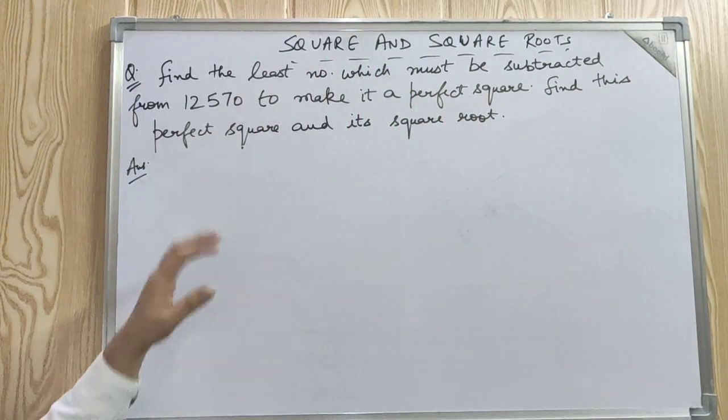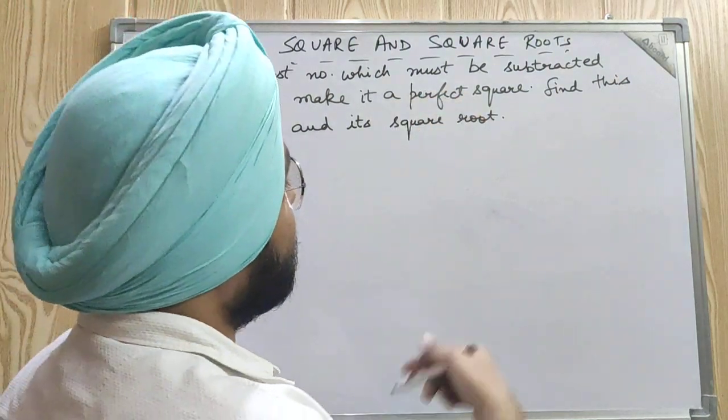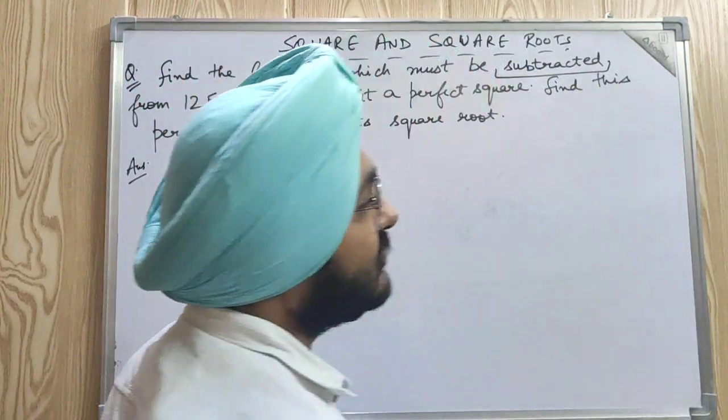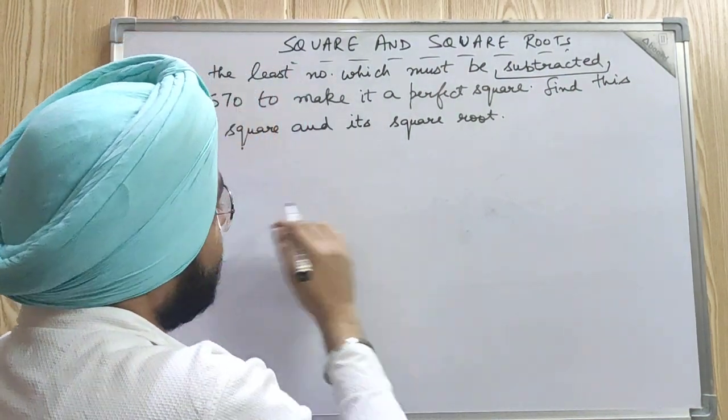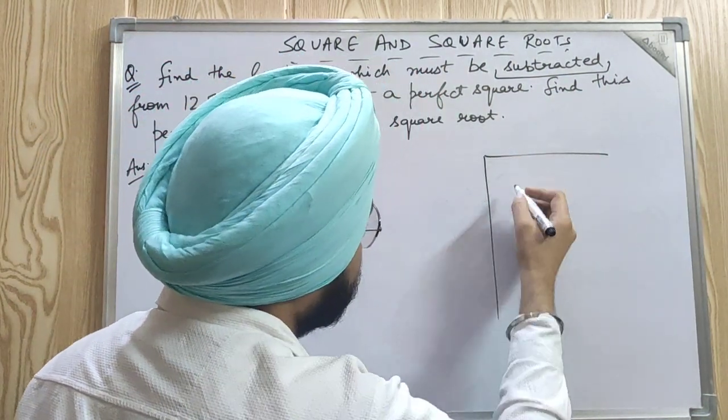So now the first concept here: when you have the case of addition or subtraction, you have to start by doing the long division of the number. So coming to the long division, 12570.